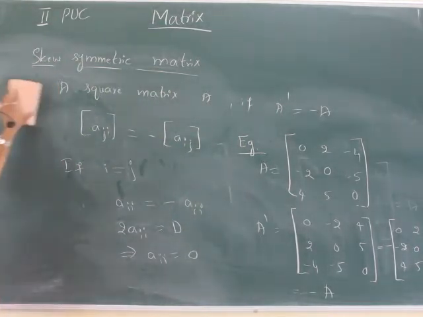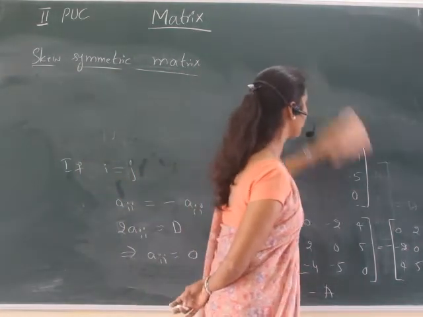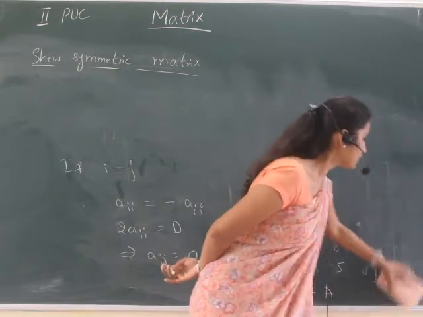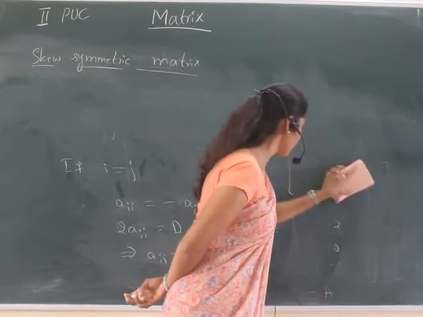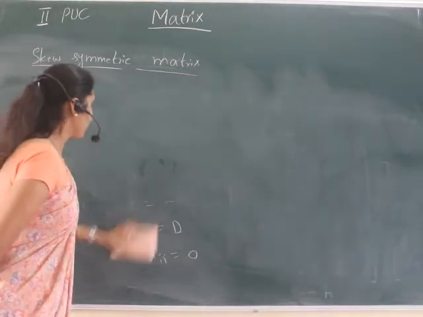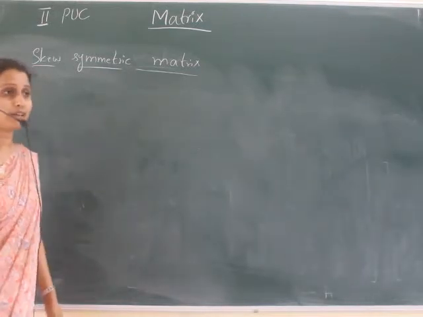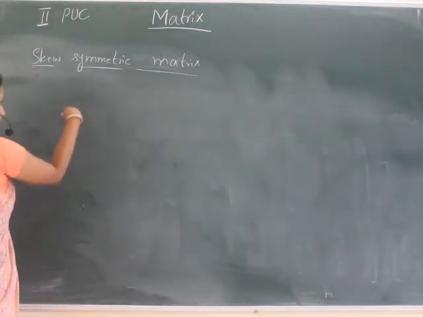So next example. Suppose the question asks you to write an example for a skew symmetric matrix. So how to write the example? You can write either a 3 by 3 matrix or 2 by 2 or 4 by 4 or 5 by 5, any matrix. So how to write a skew symmetric matrix?